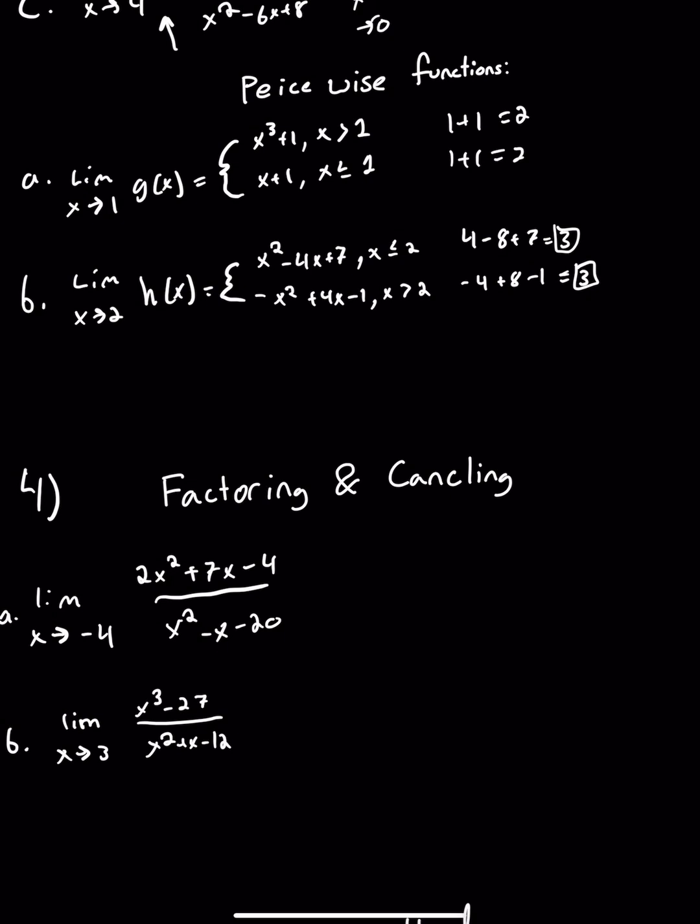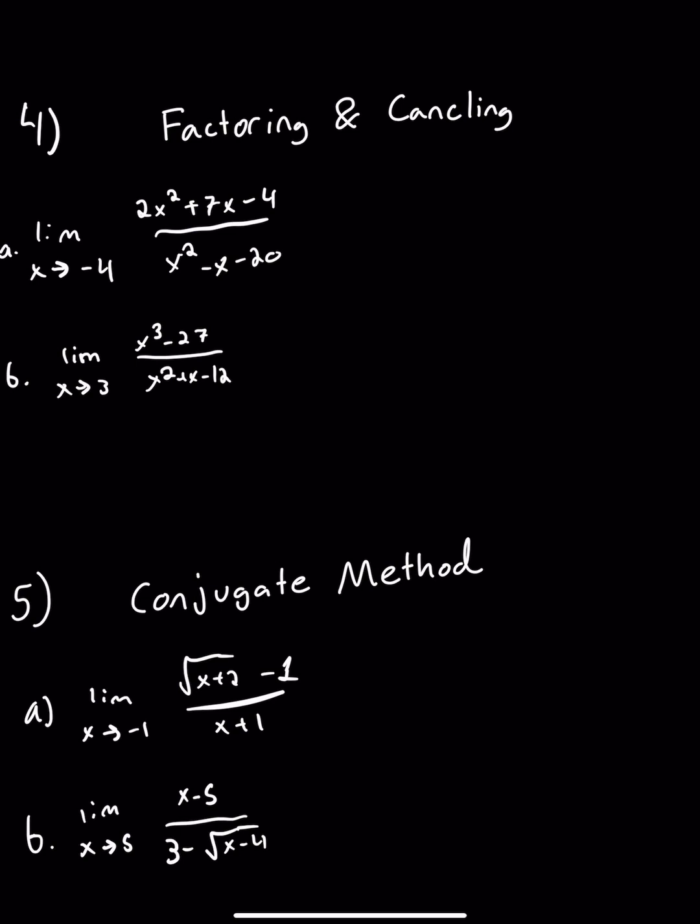Now, imagine that this was 4x plus 2, and this was plus 2, and then this equaled 5. Now they're no longer equal, so the limit at x equals 2 does not exist, and that would be your answer. So just make sure to look out for that.